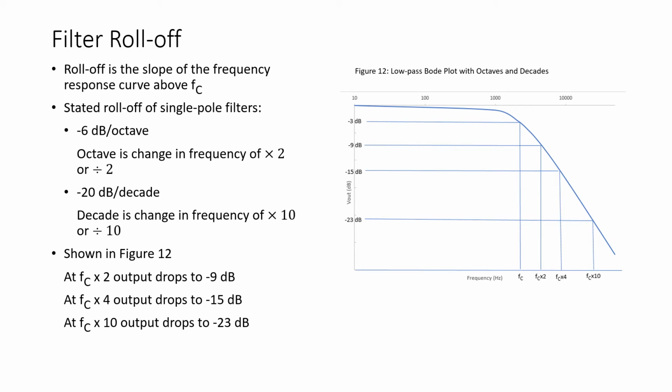Now, when we look at what are called single pole filters, and these are filters that have one RC or one LR pair, these filters are stated to have a roll-off of -6 dB per octave and -20 dB per decade. And when we talk about roll-off, we're simply talking about the slope of this graph beyond the cutoff frequency. So the slope of this curve beyond FC is what's called the roll-off.